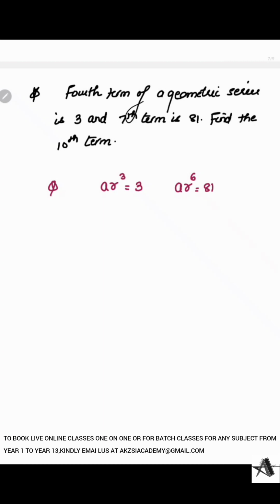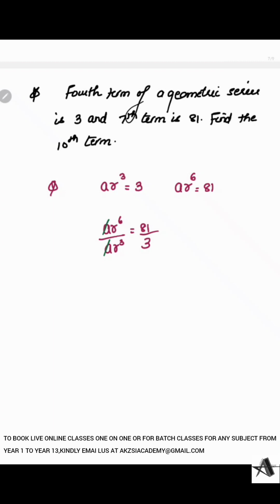Now this is definitely a simultaneous equation. I mean, two equations are sharing the same values, so you can do the substitution. In substitution, either I can substitute the value of a, which is much simpler, or the second way I can do is directly divide both of them. So when I divide them, ar to the power of 6 over ar to the power of 3 is equal to 81 over 3. I can cancel out a and a right here.